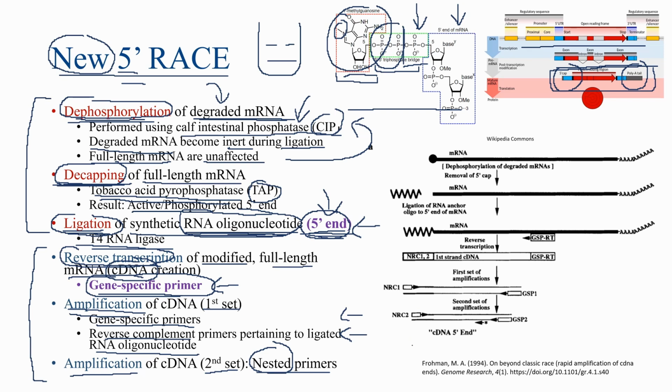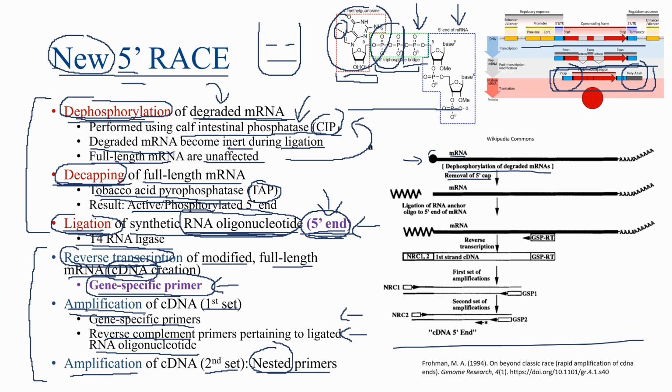So let's take a look at the process of nested 5' RACE through this figure right here. As I said earlier, you begin by dephosphorylating degraded messenger RNAs, and you will end up with full-length messenger RNAs that have not been dephosphorylated, as well as fragments of degraded messenger RNA that have been dephosphorylated. So in this case, we have a full-length messenger RNA, and what you will begin by doing is removing the 5' cap using tobacco acid pyrophosphatase.